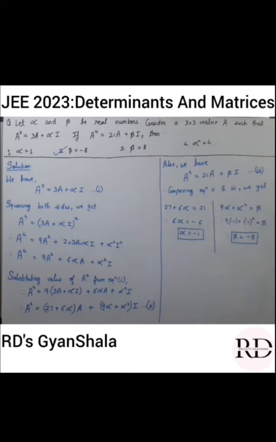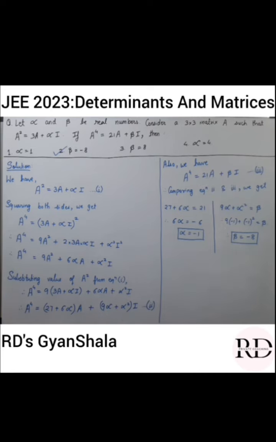So let us go through the solution. Let us understand the concept. We will use the equation for A square, that is given A square equal to 3 times A plus alpha I, and using this equation we will try to find the value of A power 4. And then we already have one equation given for A power 4, and therefore we can compare the two equations and we will get the answer.